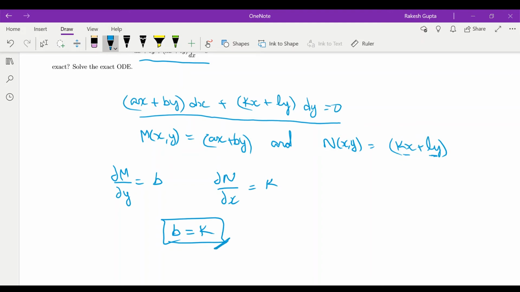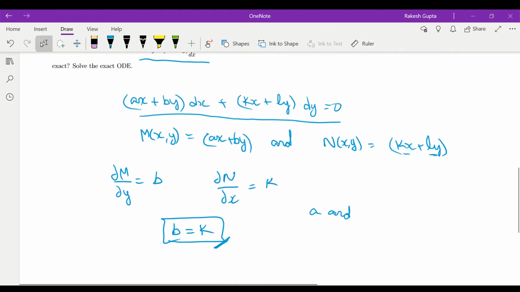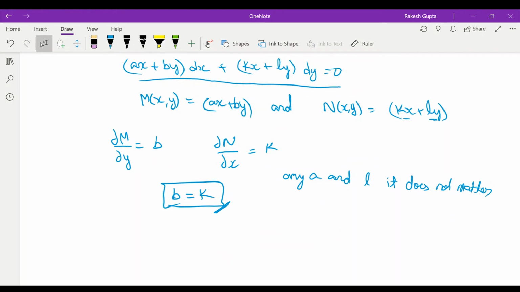So only this condition should be satisfied by the constants. For any value of a and l, it does not matter. Only b is equal to k should be satisfied.